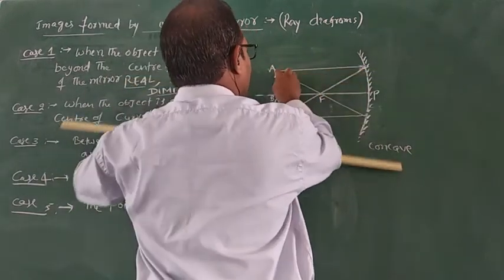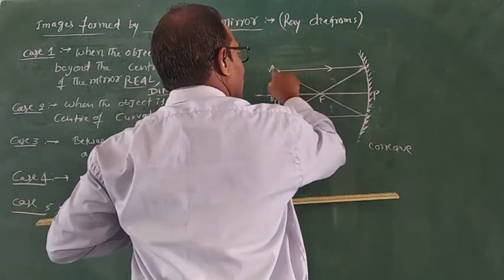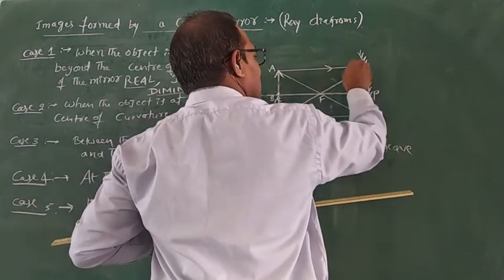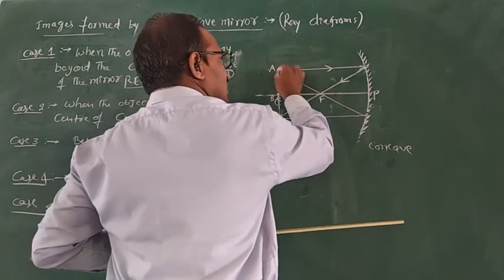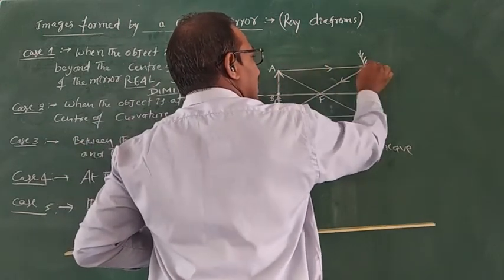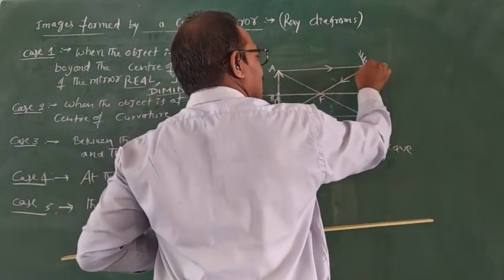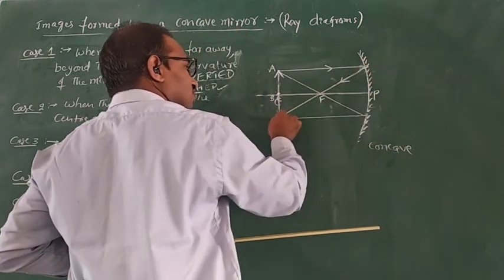A ray parallel to the principal axis, after reflection, will pass through the focus. This is the parallel ray.